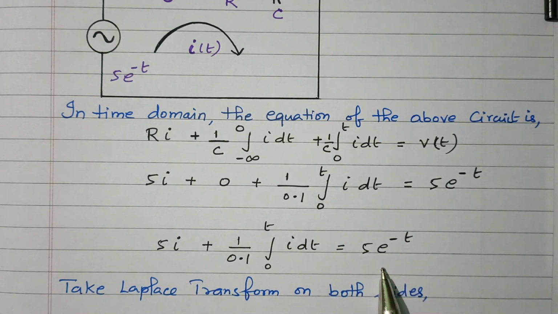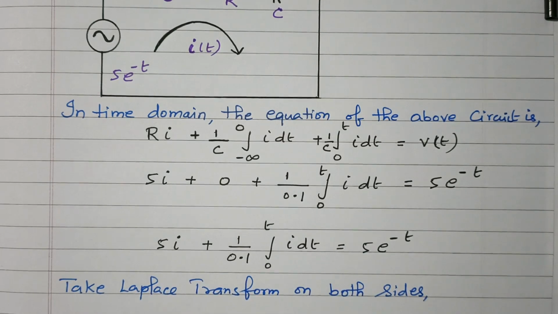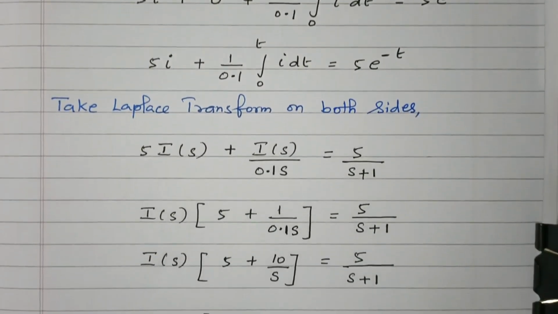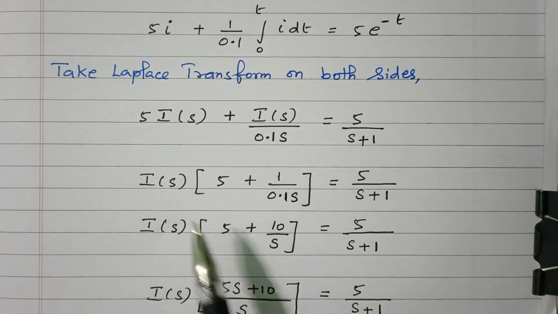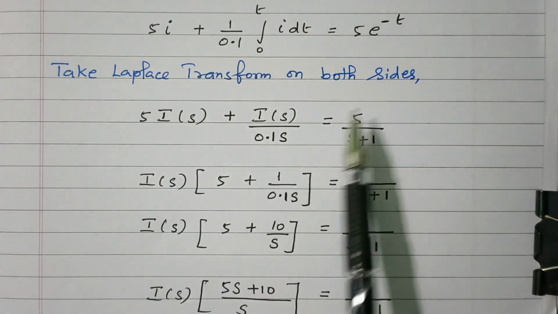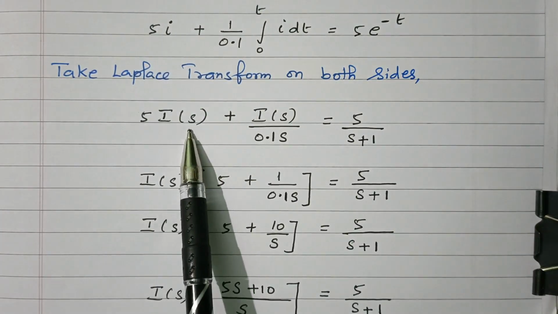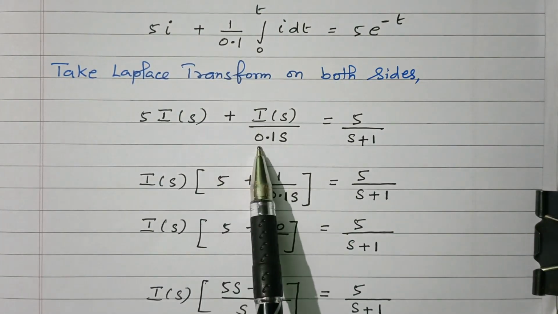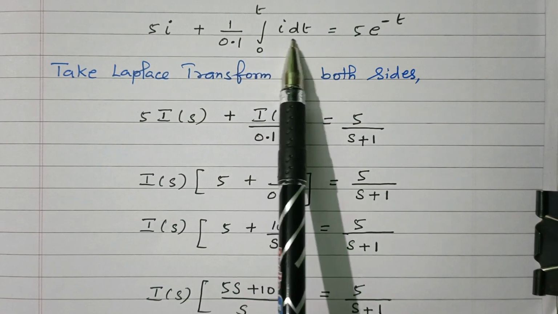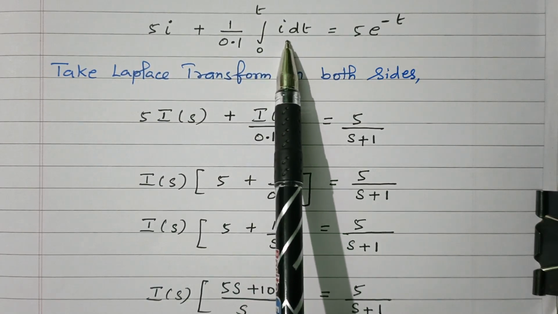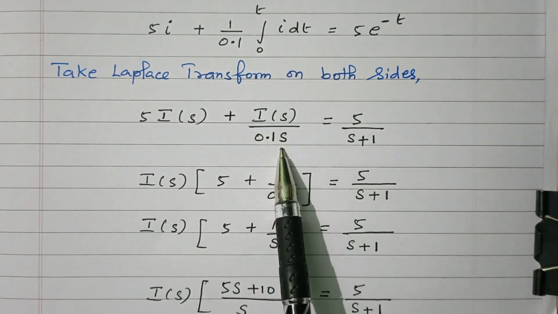So first we will take the Laplace transform of this equation so that t domain will be converted into s domain. After simplification we need to take again inverse Laplace so that we will get the transient current of the given circuit. So take Laplace transform on both the sides. So 5 is constant, Laplace of I is I of s, plus 0.1 is there, integral 0 to t I dt. The Laplace of this integral is I of s divided by s.